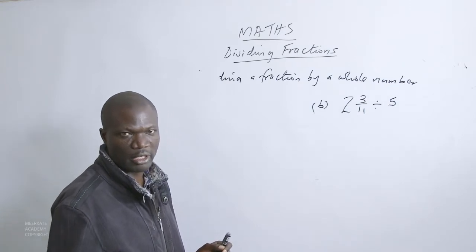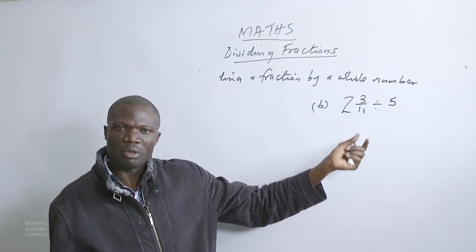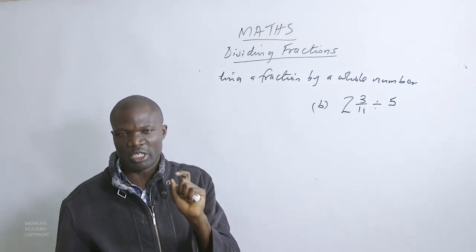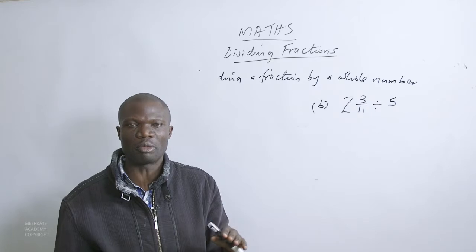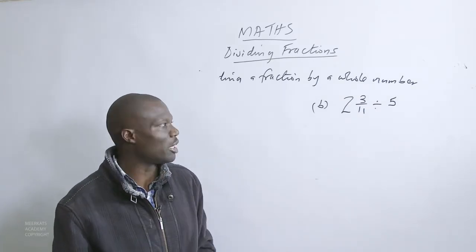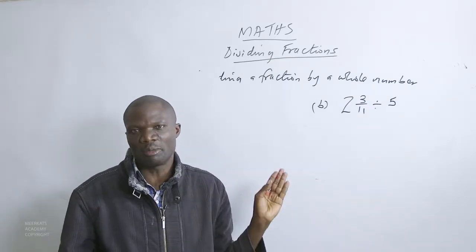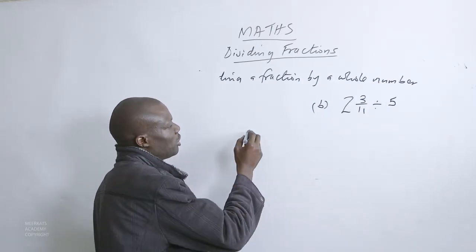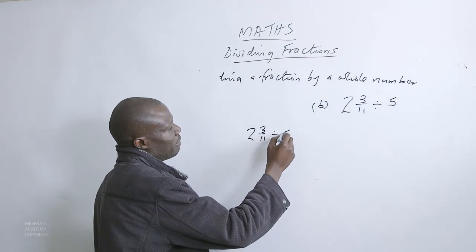Now let us look at the second one. This time around, we are not only handling a fraction, but we have brought in a mixed numeral, so that we test the knowledge of changing a mixed numeral into improper, which we had done earlier on. So I expect you to apply the knowledge of changing a mixed numeral into an improper fraction. So the question is 2 and 3 over 11 divided by 5.